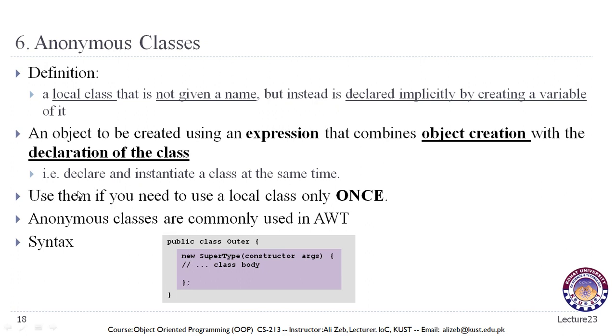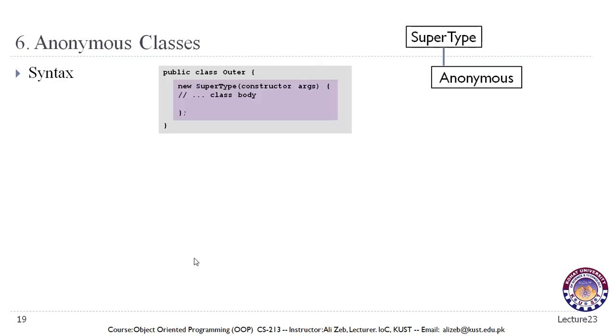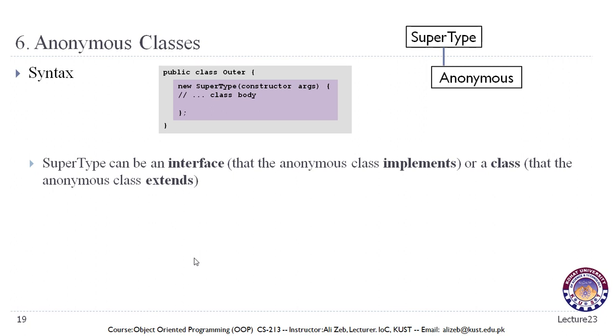So we are declaring the object of the class and declaring the class at the same time. This is the body of the class, and it is enclosed with the semicolon, and this will also create an object of this class. So this is an anonymous class. If you look at the syntax again, the super type can be an interface that the anonymous class implements, or a class that the anonymous class extends. So it can be anything.